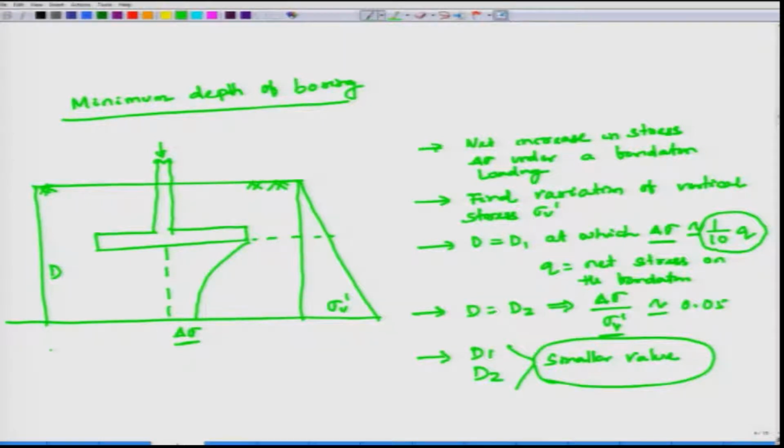Once again, D is equal to D1 at which the increase in stress under a foundation loading equals 1/10 of Q, where Q is the net stress on the foundation. D is equal to D2 at which delta sigma by sigma B prime equals 0.05. Based on these two, compare which is minimum; that depth should be taken as the minimum depth of boring. Now, part 1 is over, that is, the minimum depth of the boring.